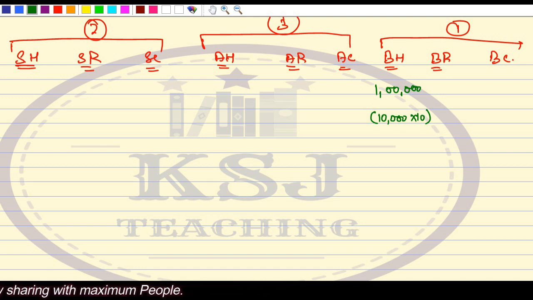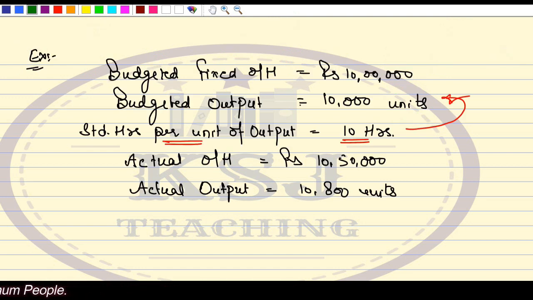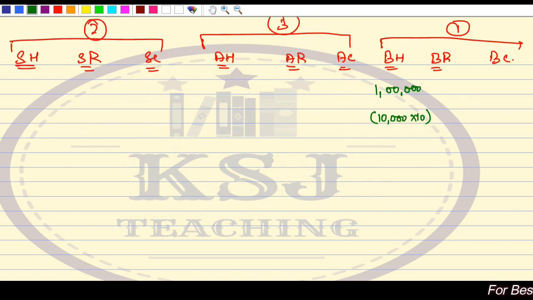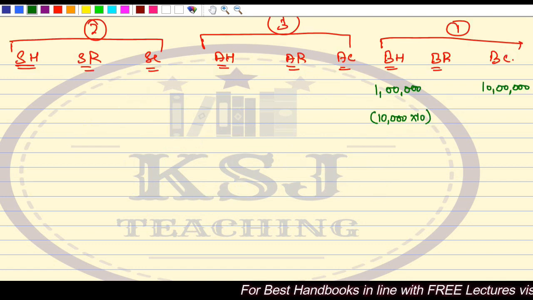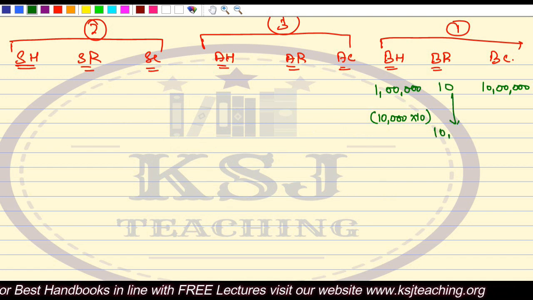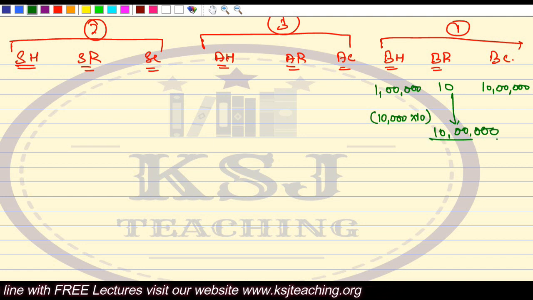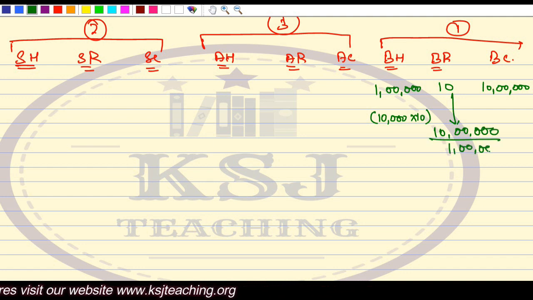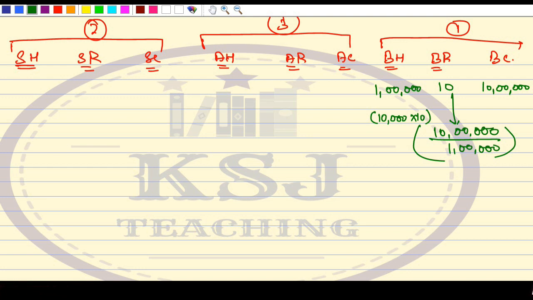Clear? Next, what is given to you? Next given is budgeted fixed overheads, 10 lakh rupees. This is given. So from here you can easily calculate the budgeted rate. So budgeted rate will be 10 lakh divided by 1 lakh. After that, if this budgeted rate is 10, this standard rate will also be 10.